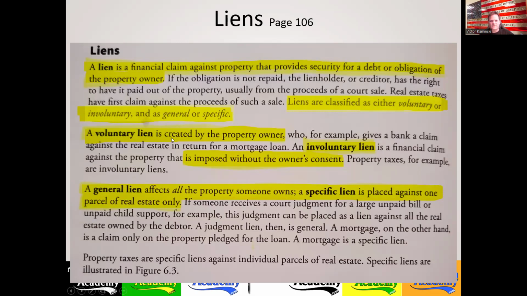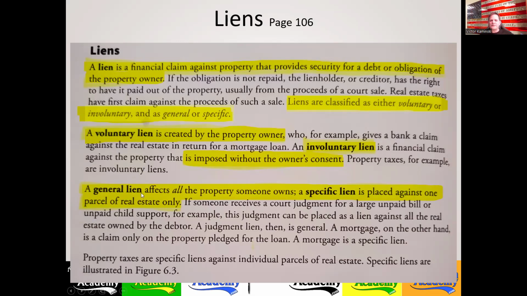So what is a voluntary lien? It's one that's created by the property owner. You went out of your way to get it, like a mortgage loan to buy a house. An involuntary lien is one the property owner didn't want. It's one that's imposed on the owner without their consent, like property taxes. Who wants to pay those? Well, you've got no choice. So this is one that was imposed without the owner's consent, therefore it is involuntary, but you still have to pay them.